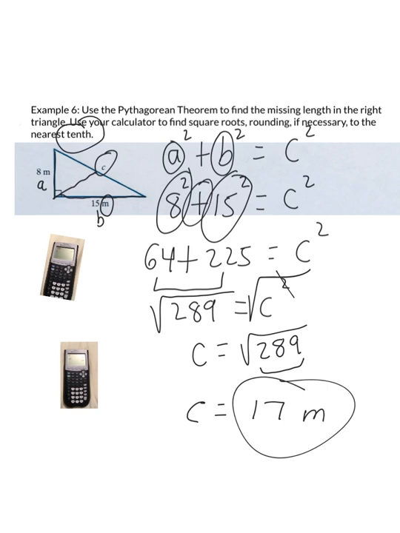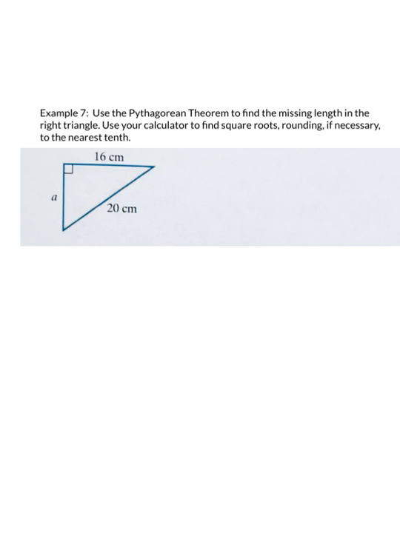Let's try another one that's a little bit harder, where we have to solve for a leg instead of hypotenuse. Example 7, use the Pythagorean theorem to find the missing length in the right triangle. Use your calculator to find square roots, rounding if necessary to the nearest tenth. So yet again, we have a right triangle. We know 2 out of the 3 sides, so that all means we can use the Pythagorean theorem.